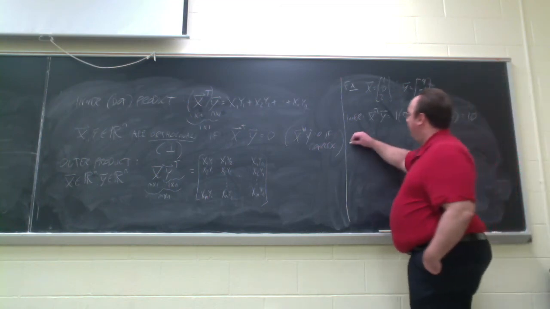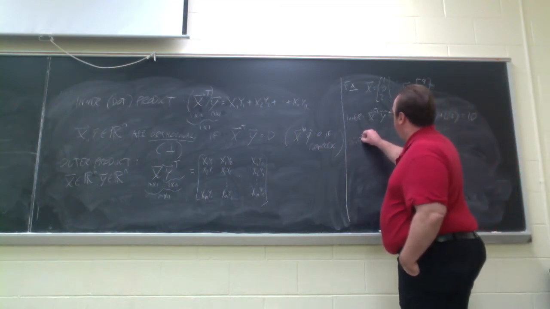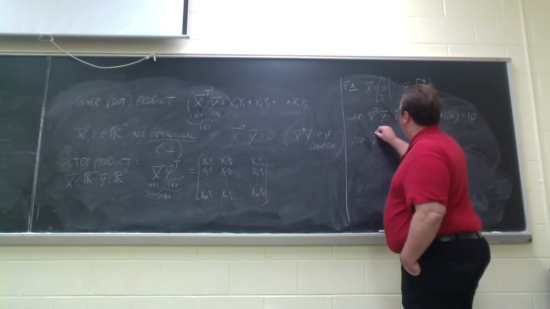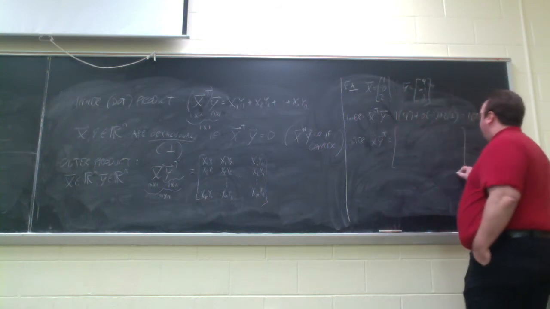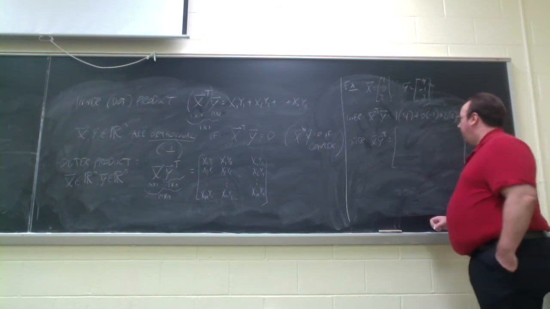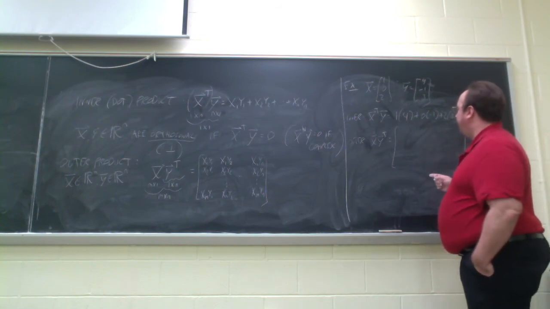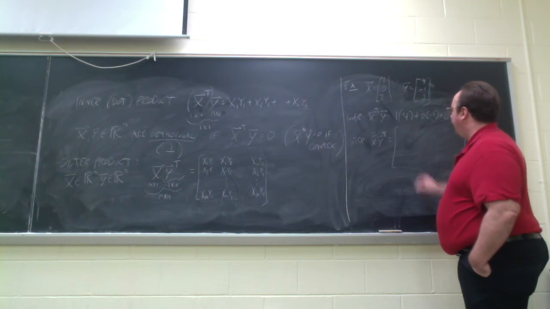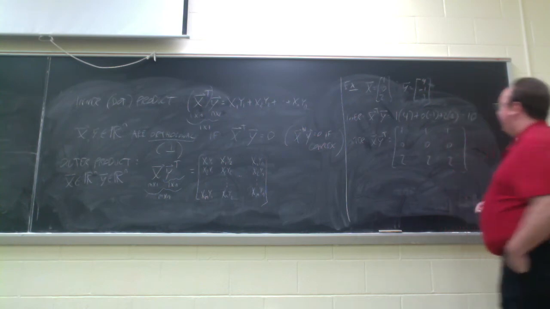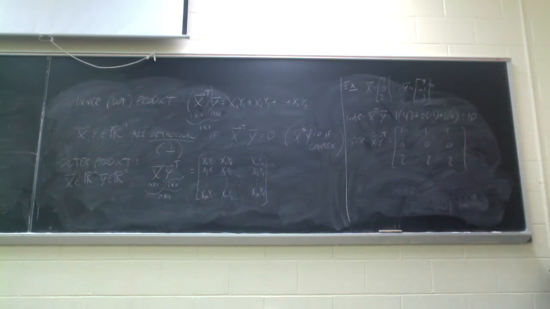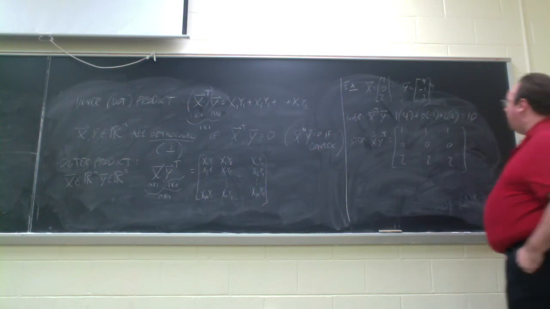Then for the outer product, so x, y transpose. I'm just going to write the entries of x and y over and over again, x for columns and y for rows. So for x I'm going to have 1, 0, 2, 1, 0, 2, 1, 0, 2.